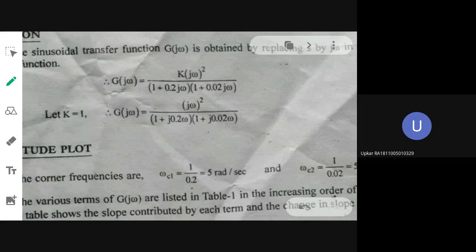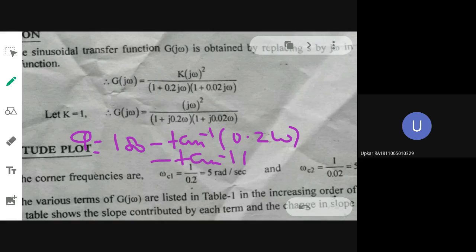Now you have to sum. You need to sum all these things in terms of a single expression. So what is the phase angle now? Finally 180, and the remaining terms are in the denominator, so minus tan inverse of 0.2 omega minus tan inverse of 0.02 omega. Okay. Now in this expression you need to substitute different values of omega and find out what is the phase in degrees. That will give you the phase plot.